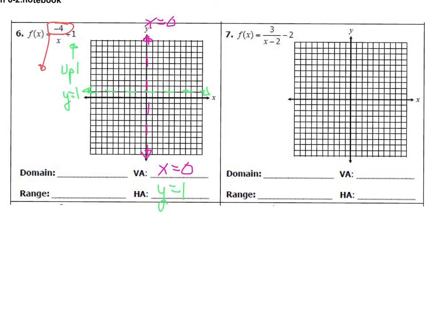Okay, so that's creating 2 things. And I only care if I asked you about it, but there is a vertical stretch of 4 and a reflection.